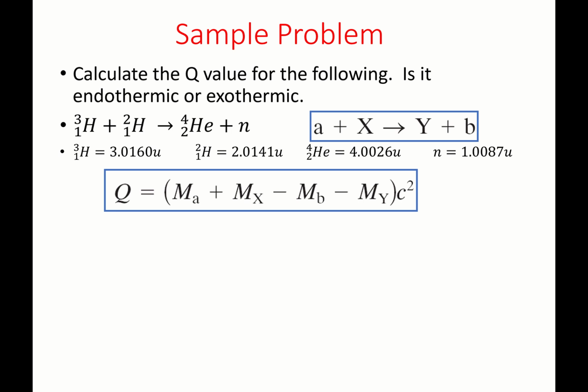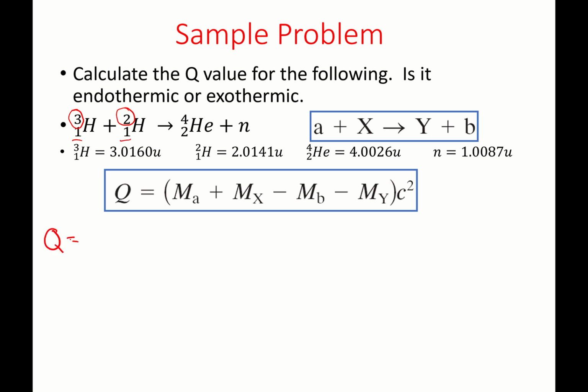So for this example, I have a tritium nucleus and a deuterium nucleus. Those are hydrogens. They both have one proton, and one has 3 nucleons total, one has 2 nucleons total. And that turns into helium plus a neutron. So we want to do the calculation where we take the masses, all the masses are given there, remember we don't do any rounding, and we do the mass on the left minus the mass on the right.